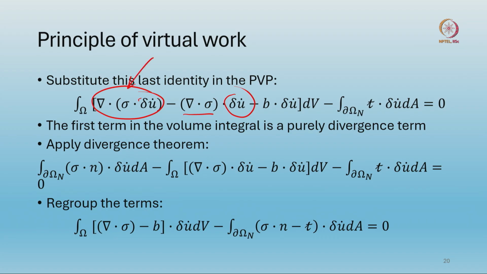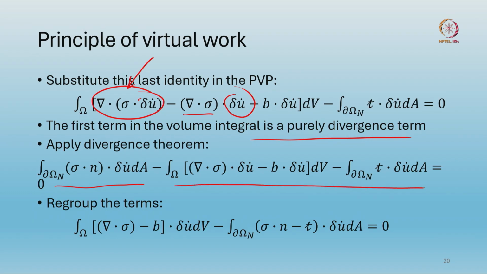If you integrate a pure derivative, then you get the boundary term, right. This is something that is in elementary calculus. So the first term is a pure divergence term, so apply the divergence theorem. If you are not very confident, then this gives simply this term over the boundary. Which part of the boundary? Only over the Neumann part of the boundary, because on the Dirichlet part everything is known, the deformation is known, and then the rest of the terms you just write.